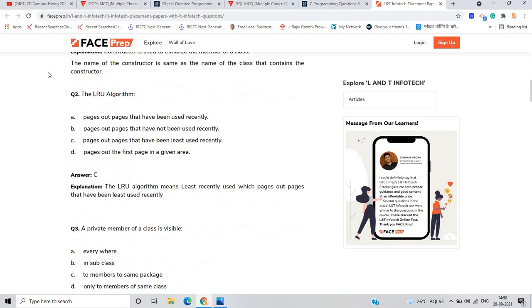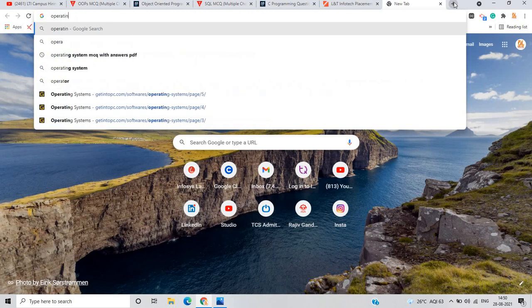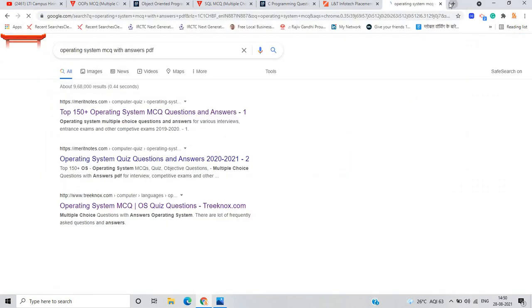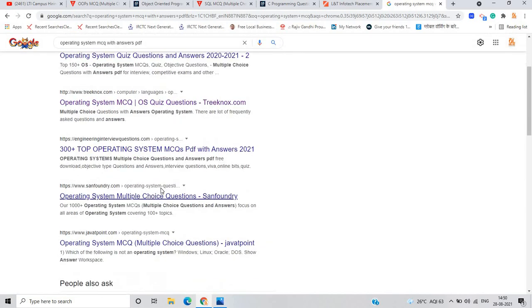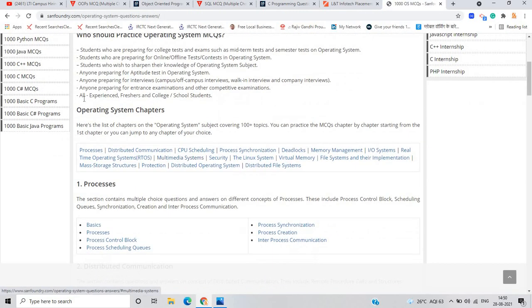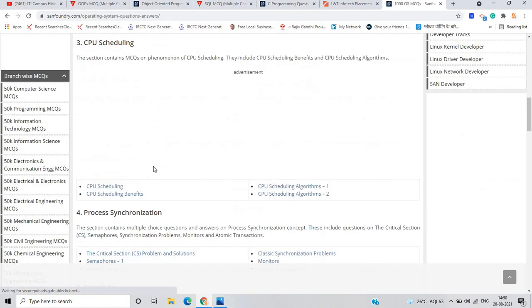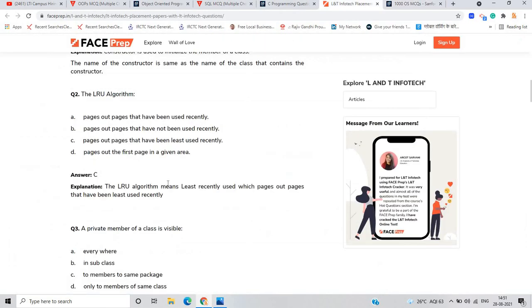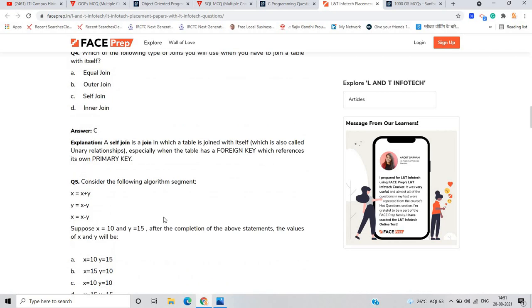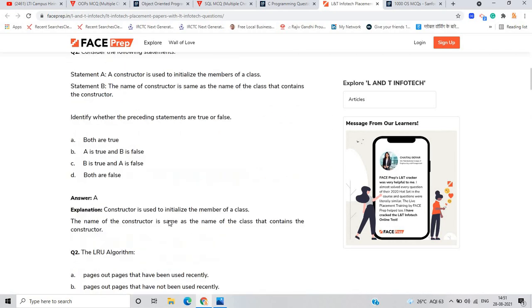They consider statements like, what is the LRU algorithm? These questions are related to operating systems, so you can search on Google for operating system MCQs. These are some notes. As you can see, the Sanfoundry website has many operating system concepts like processes, CPU scheduling, process synchronization, deadlock. These most important topics are asked in that exam. So this is just related to the previous paper.